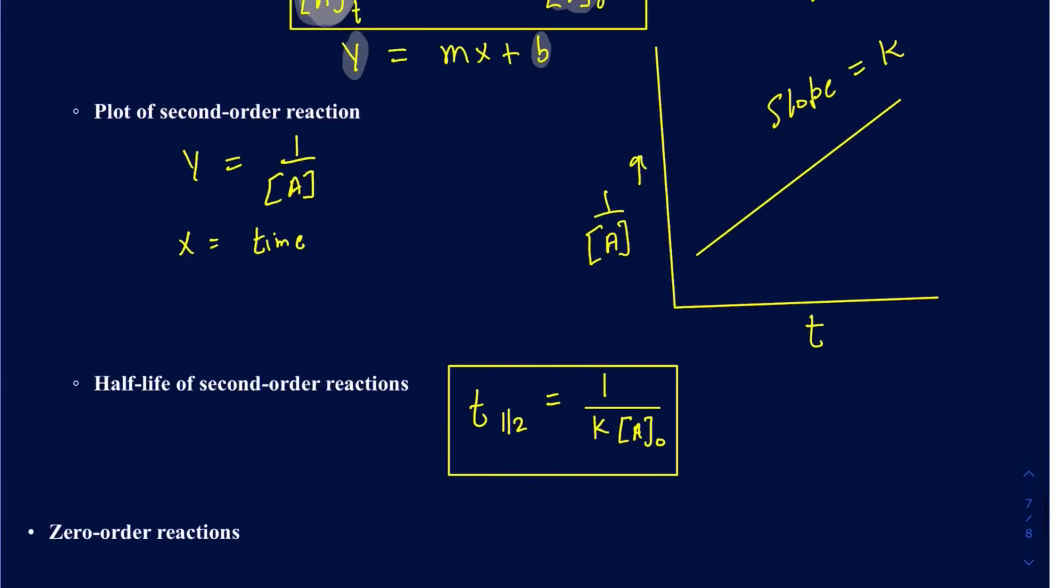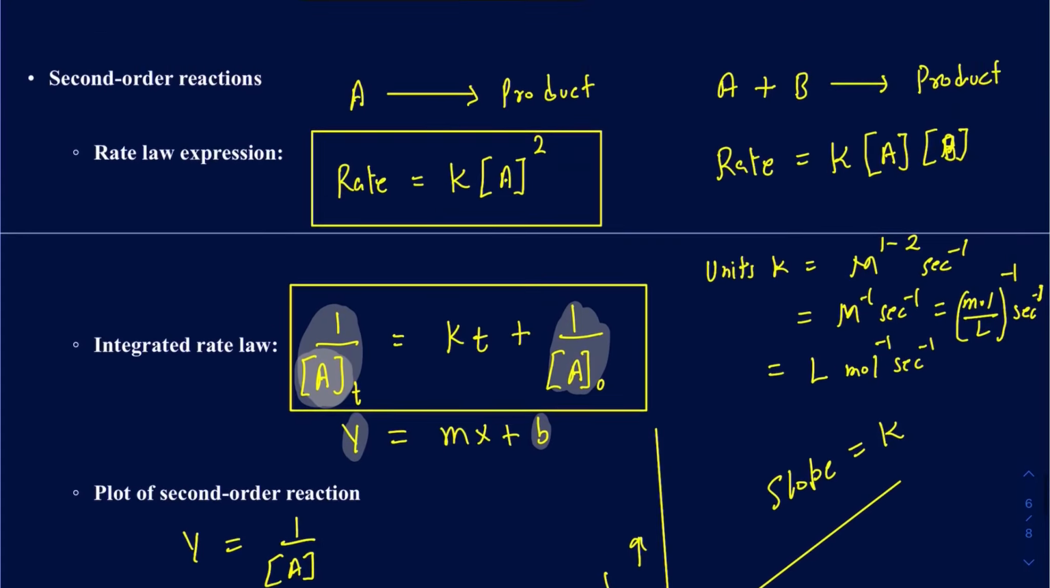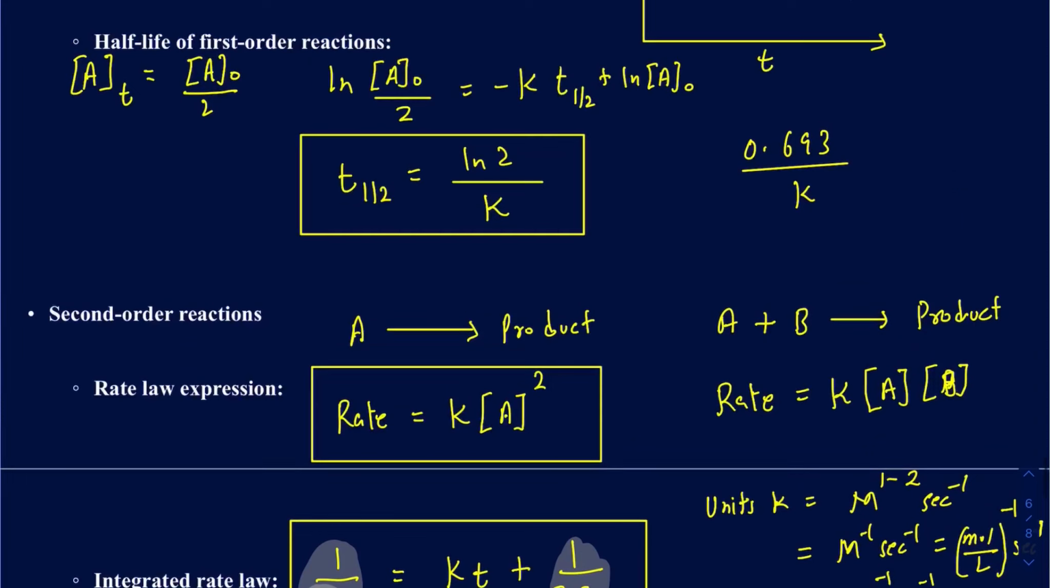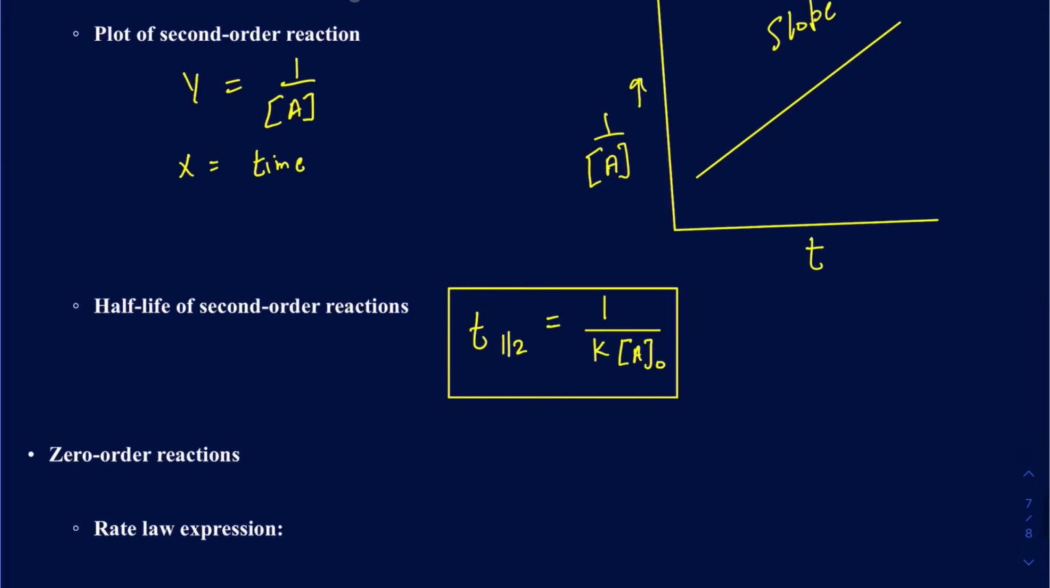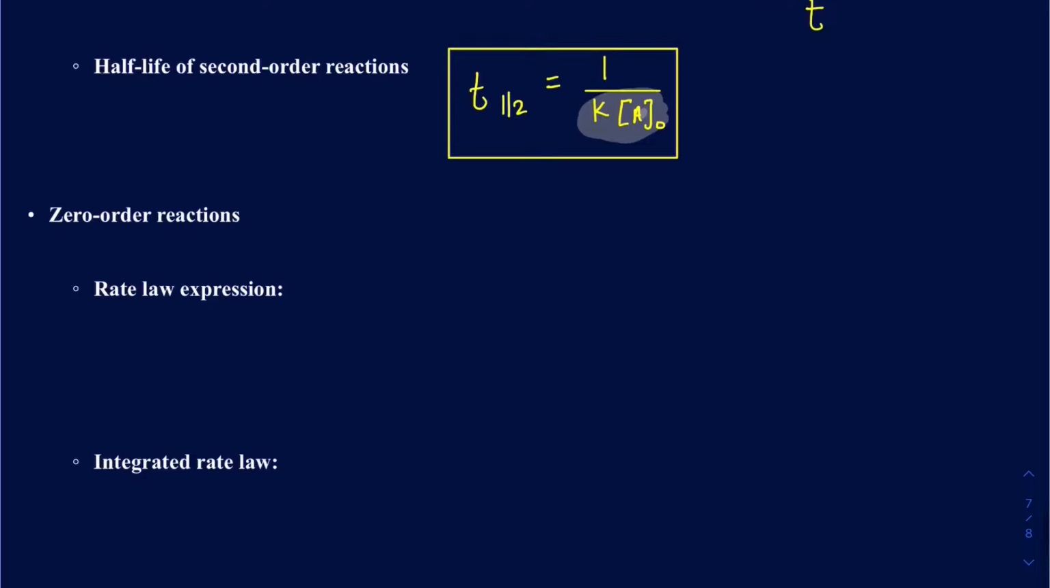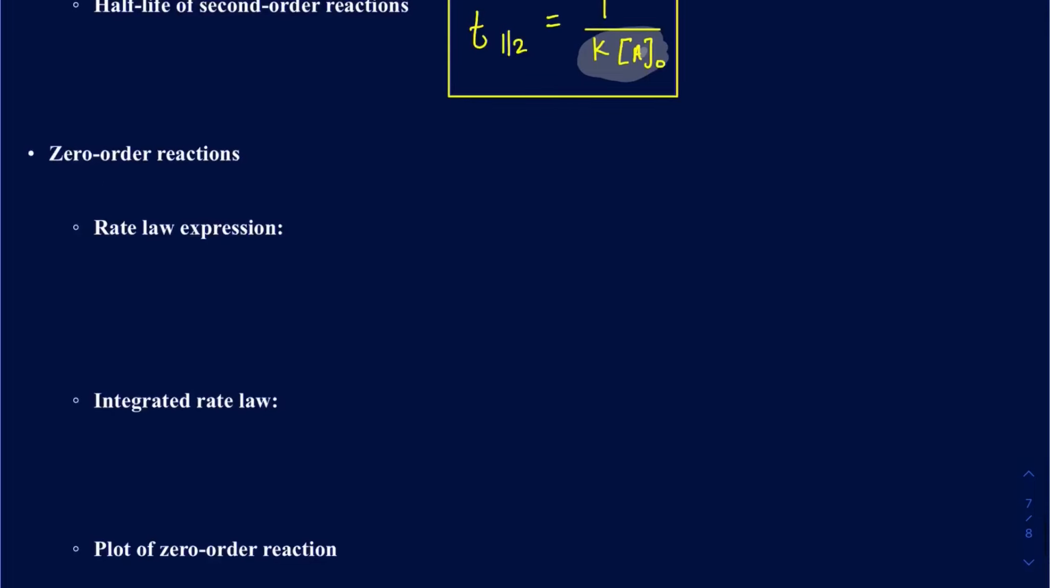If I look at the difference between the half-life of the first order and the second order reaction, in the half-life of the first order reaction we didn't really have any original or initial concentration. It was only the rate constant that would determine the half-life in first order reactions. But in second order reactions, the half-life does depend on the initial concentration of the reactant along with the rate constant. Let's look at the zero order reactions.